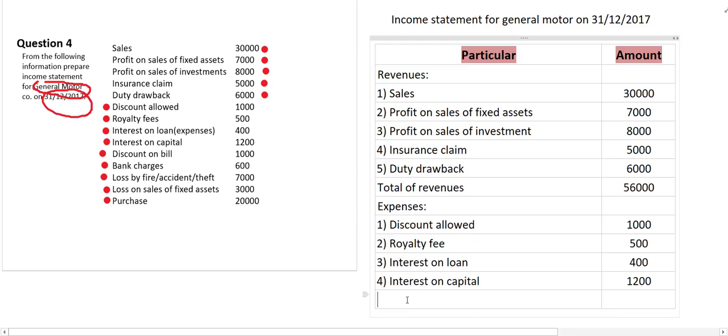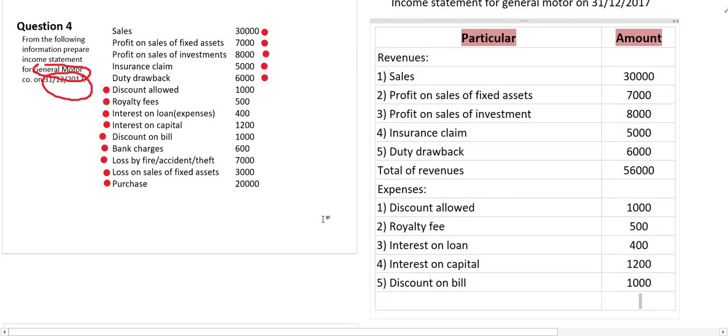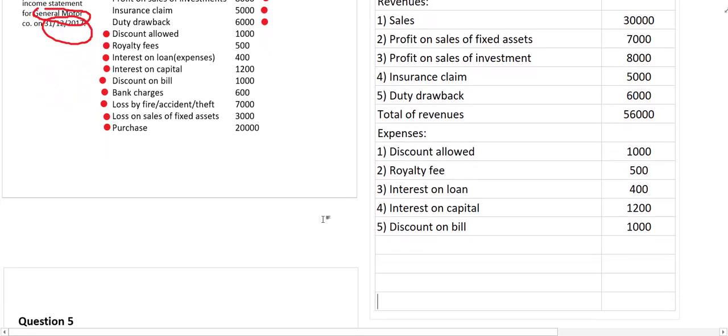How much is the next expenses? So point number 5 is the next expenses. Discount on bill. Discount on what? On bill. Discount on bill is equal to amount of 1,000, right? Several more expenses I need, so I have to draw a few more, right?